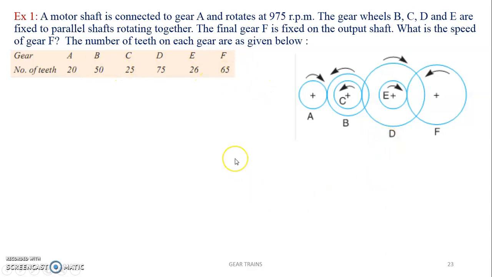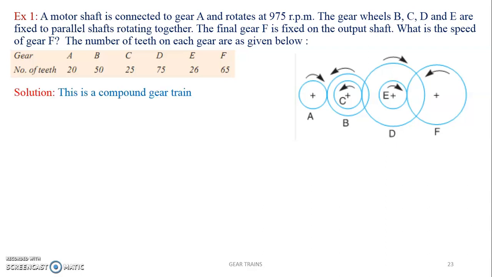Alright. Now in the case of gear trains, the objective of the problem is always to find the speed ratio. Okay, that is the ratio between the speed of the first gear and the speed of the last gear. And usually the number of teeth on each of the gears will be given. Similarly in this case also the same thing is there. Alright, so let us try to solve.